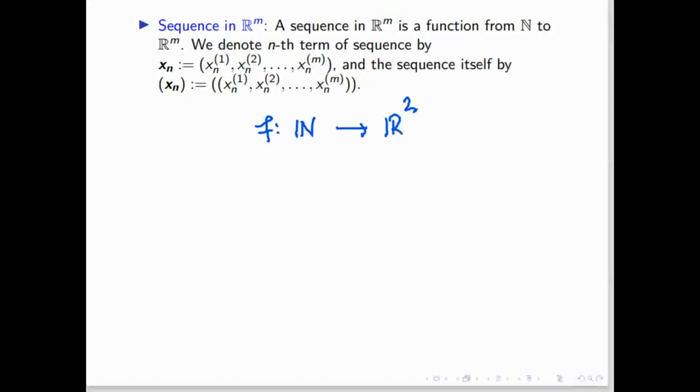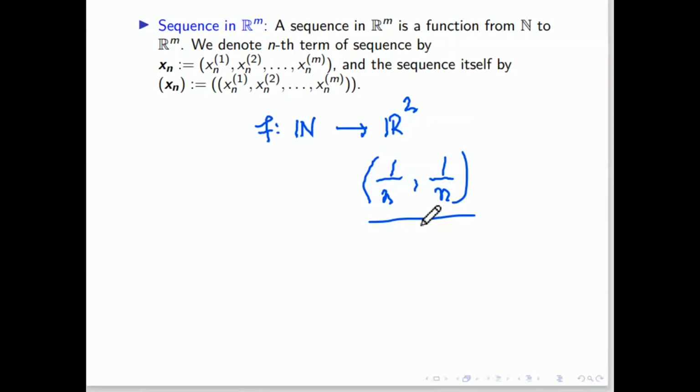Okay, give me one example of a sequence from natural numbers to R. 1 by n. Sin 1 by n squared. So if I take this sequence (1 by n, 1 by n), is this a sequence in R2? Yes, sir. So this is a sequence in R2.